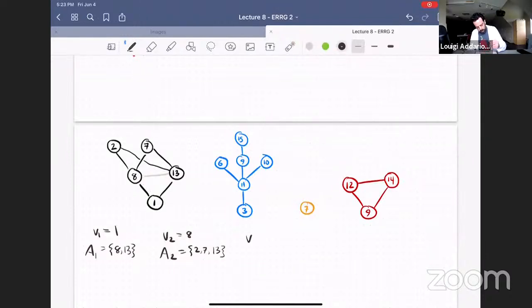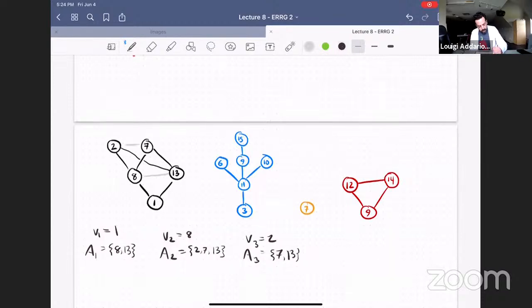explore the top priority vertex. 2 was discovered more recently than 13, and it has a smaller label than 7. So V3 will be 2. 2 doesn't have any new neighbors, so that means that A3 is just 7, 13. Okay.